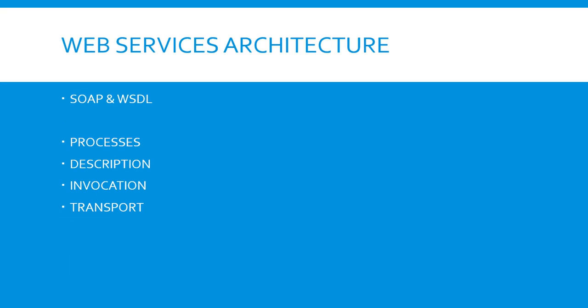So let's take a look at the web services architecture. So what exactly are SOAP and WSDL? They are essential parts of the web services architecture. So in the architecture we have the following listed. Processes, which can refer to discovery and choreography. Description, which is the WSDL, the Web Services Description Language.